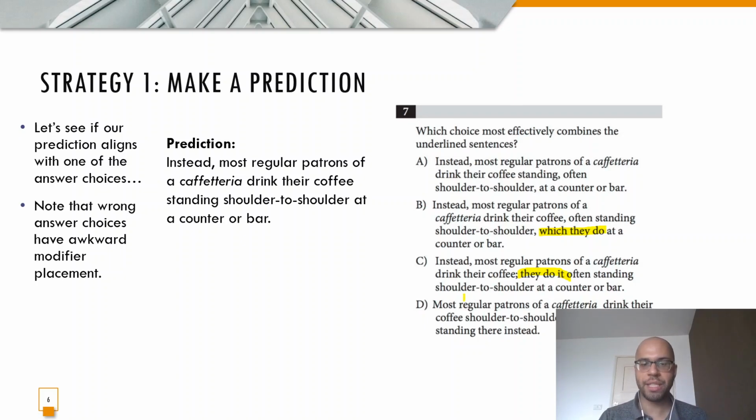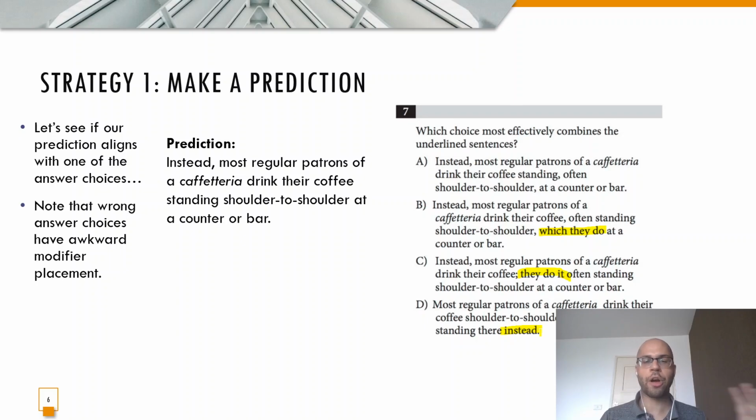Now, what about D? Most regular patrons of a cafeteria drink their coffee standing shoulder to shoulder at a counter or bar. Okay, that doesn't sound too bad. But then I'm kind of worried about this "standing there" instead, right? This putting "instead" at the end really changes the logical flow of the sentence, right?